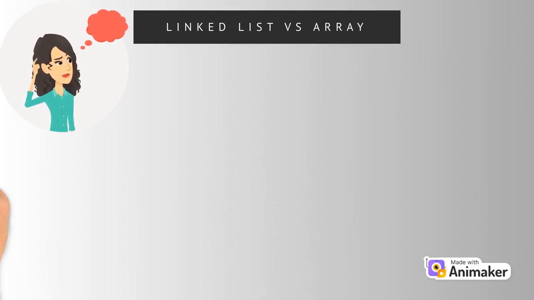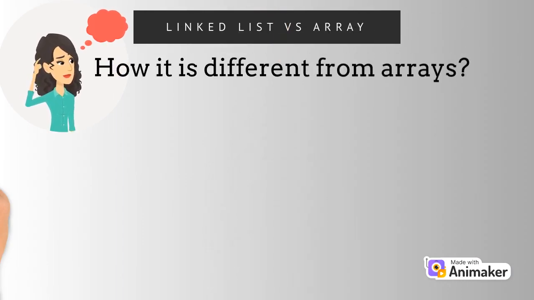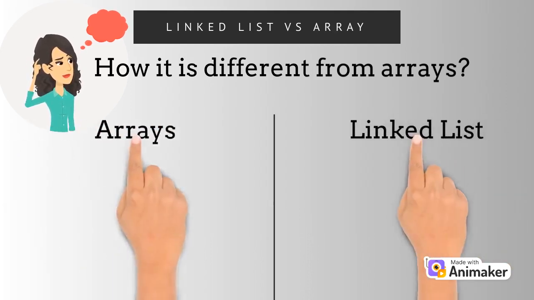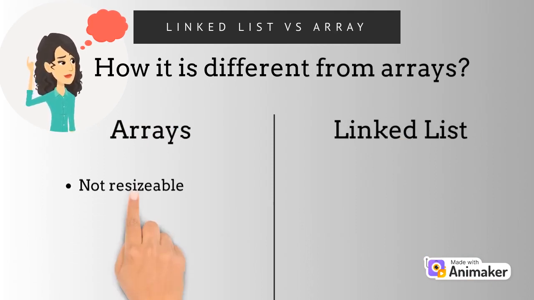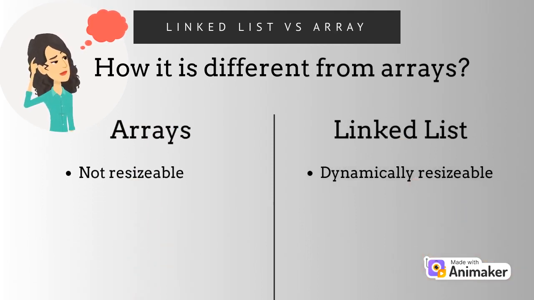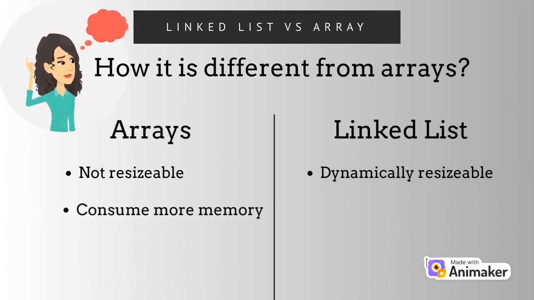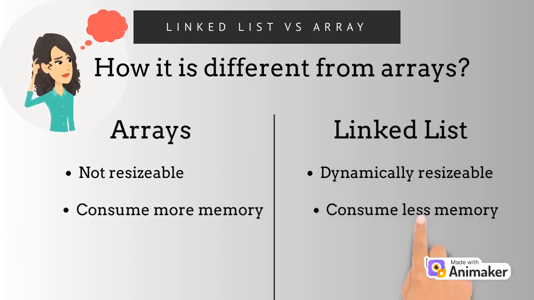Here a question arises: how is it different from arrays? First, arrays are not resizable, while linked lists are dynamically resizable. Arrays consume more memory, while linked lists consume less memory.